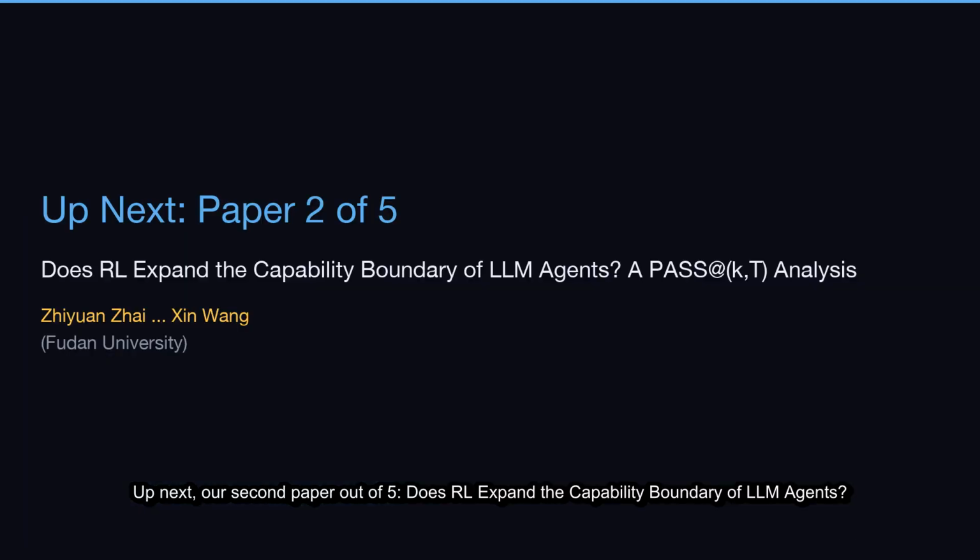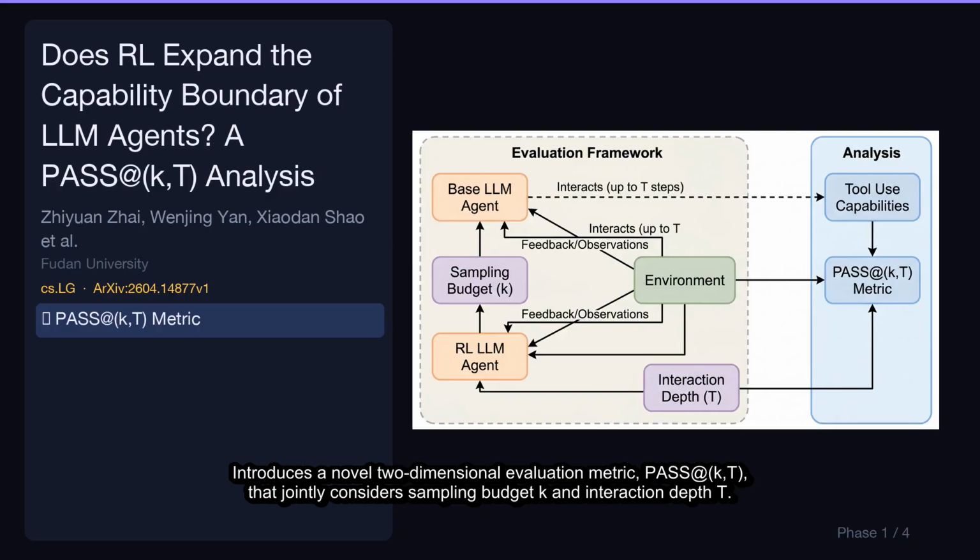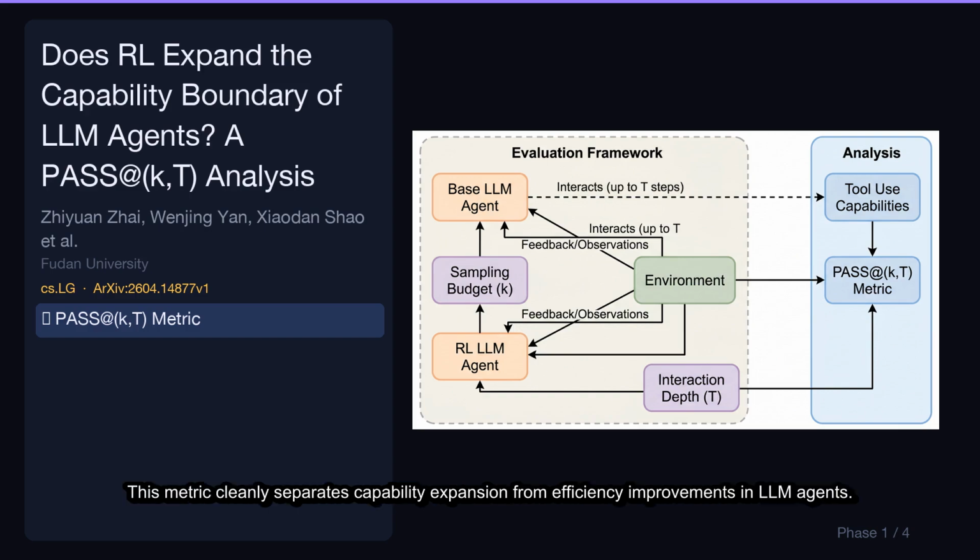Up next, our second paper out of 5. Does RL expand the capability boundary of LLM agents? A Pass@k,T analysis by Ziyuan Zhai and Xian Wang from Fudan University. Let's break down its key contributions. Introduces a novel two-dimensional evaluation metric, Pass@k,T, that jointly considers sampling budget k and interaction depth T. This metric cleanly separates capability expansion from efficiency improvements in LLM agents.